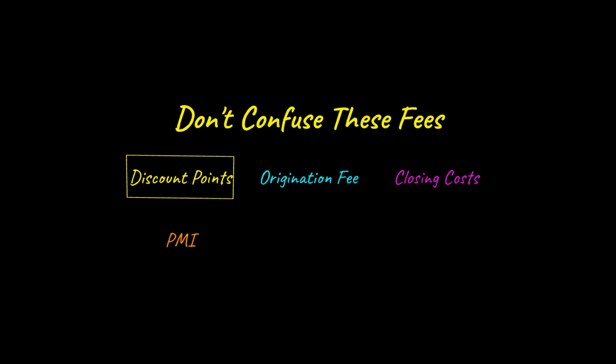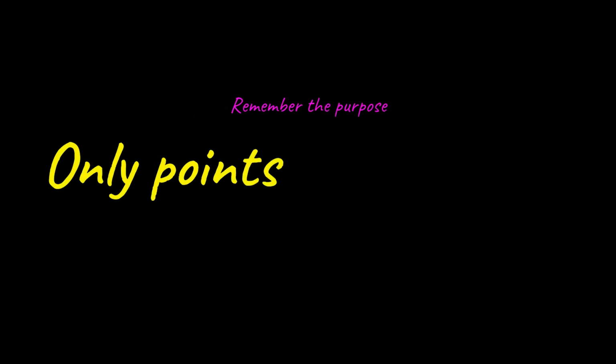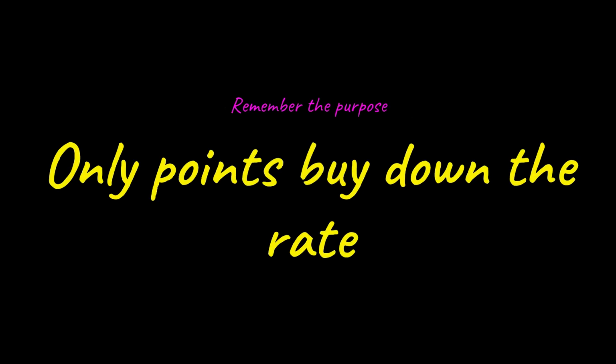The exam often mixes discount points up with other charges. An origination fee pays the lender for processing the loan. Closing costs cover the broad bundle of expenses needed to finish the sale, and private mortgage insurance protects the lender against default. Only discount points actually lower the interest rate. Sort every fee by what it's for, and whenever a question describes buying down the rate with a percentage of the loan payment, the answer is discount points.